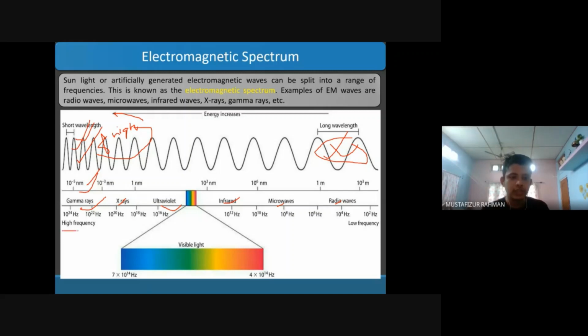Here it is written high frequency region and low frequency region, and in between we have visible light. This entire range of different frequencies and wavelengths of waves together is called the electromagnetic spectrum. Here we can see all the ranges of frequencies and wavelengths.